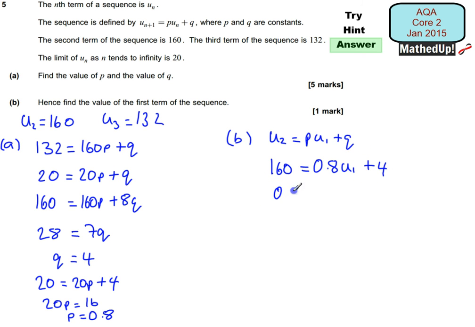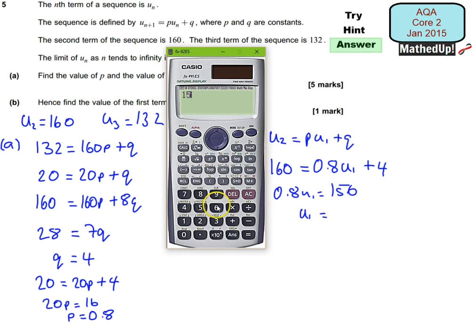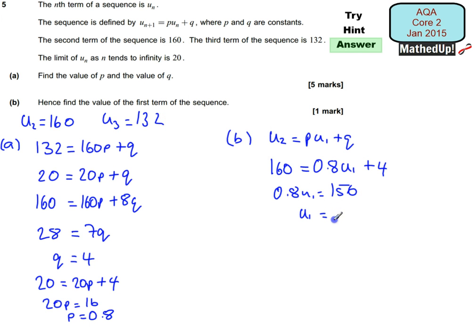So 0.8 u1 is equal to 156, and u1 is equal to 156 divided by 0.8. And that gives me 195. So the first term of this sequence is 195.